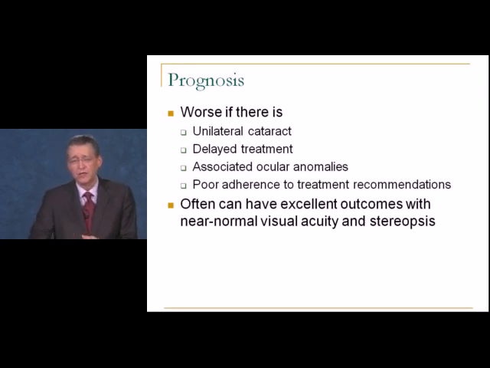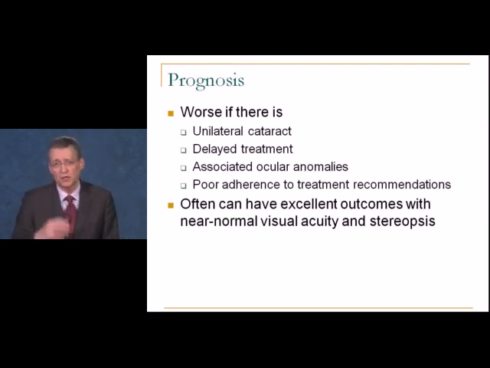unilateral cataract, if there's delayed treatment, if there are associated anomalies in the eye, or if for whatever reason the family is unable to adhere to the treatment recommendations. If they're supposed to be wearing a contact lens and they're not wearing a contact lens, there's no focus, so you might as well have not taken the cataract out. If they're supposed to be patching and there's no patching, then it's not likely that the brain is getting that experience of trying to interpret that not perfect image.